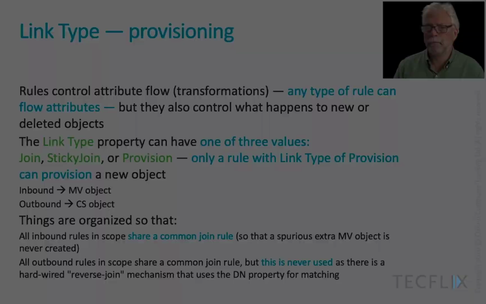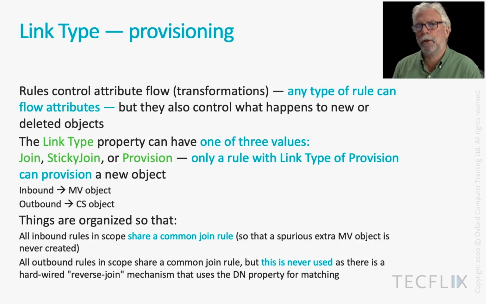DN, by the way, for an LDAP style connector like AD is a distinguished name as we know and love. The DN in any other circumstance is likely to be just a GUID, but we'll see how that works. It's always referred to as a DN, a distinguished name. So all inbound rules, let's deal with that first, share a common join rule.